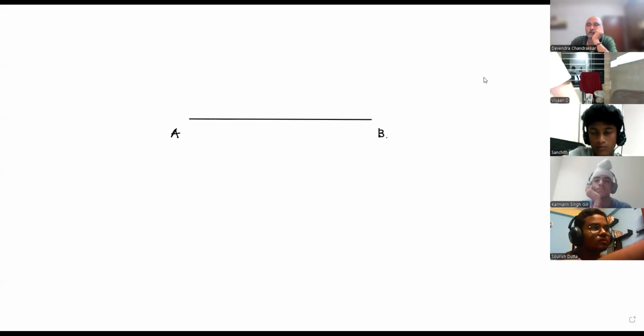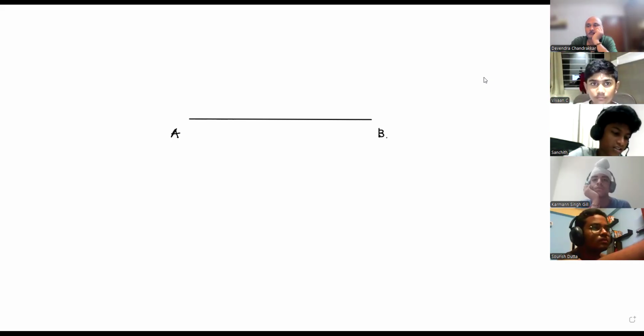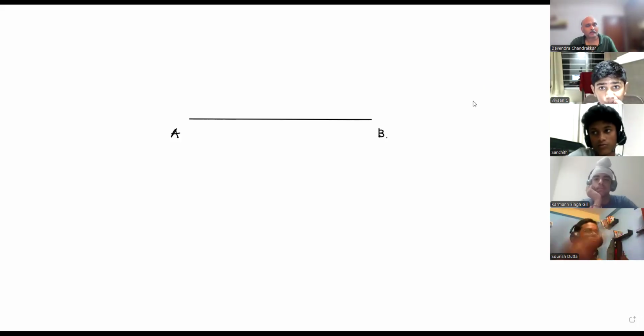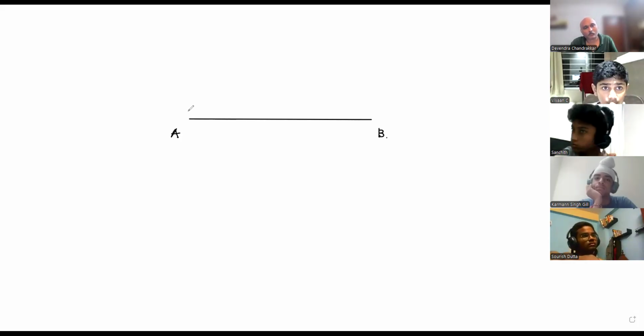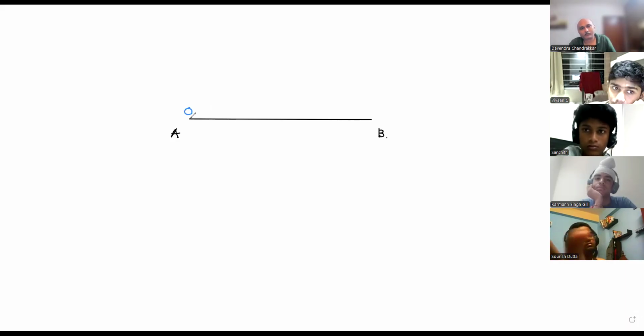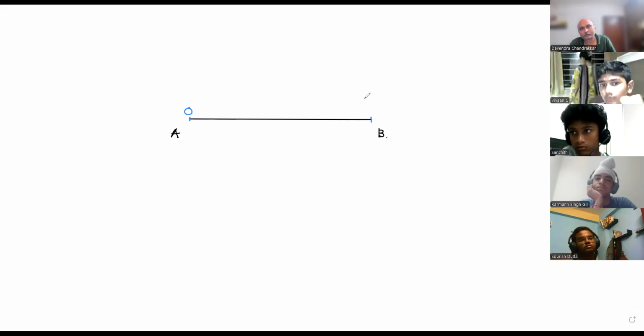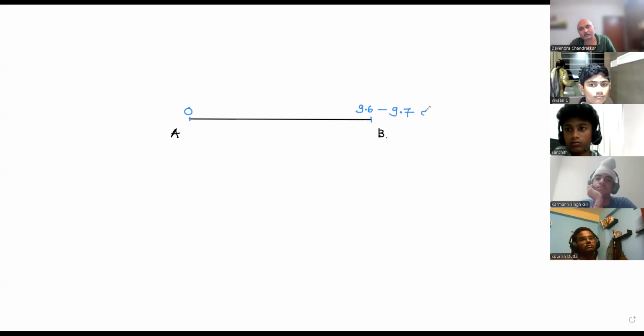Is it happening with you also? Sir, for me it's exactly 7.2. For me it's between 9.6 and 9.7. Okay. So I'm mentioning the values. My zero is at this location, and this point lies in between 9.6 and 9.7 centimeters.